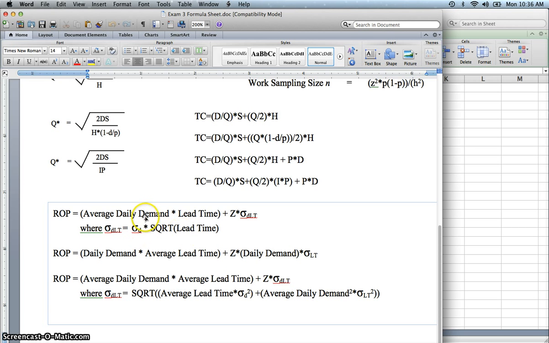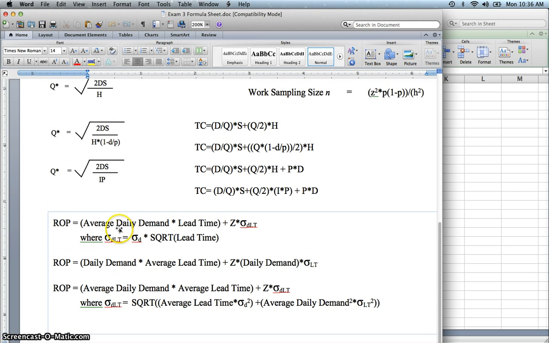So once again, these are the three main formulas that you will use on the exam. The first one is if demand varies and lead time is constant. The second one, daily demand is constant and lead time is what varies. And the last one, both of them vary. And if you follow the formulas as written, you should get the right answer.